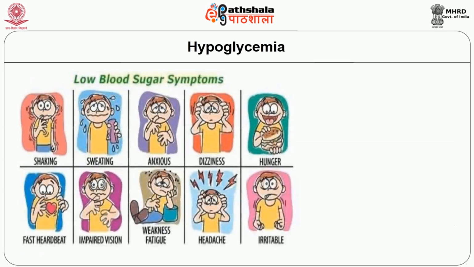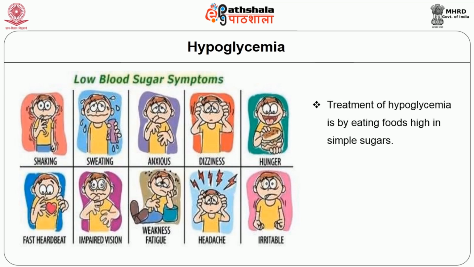What are the symptoms of low blood sugar? The symptoms are shaking, the patient will have sweating, the patient will be anxious, dizziness will be there, the patient will have hunger, a fast heartbeat, that is called tachycardia, impaired vision, weakness, headache and irritability. So these are the symptoms in a patient with hypoglycemia.